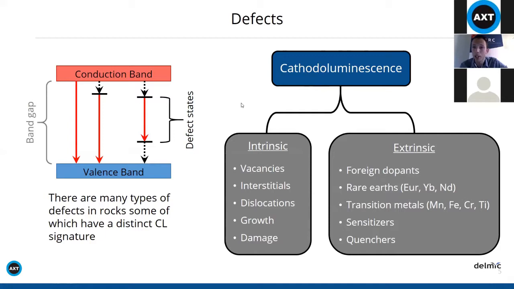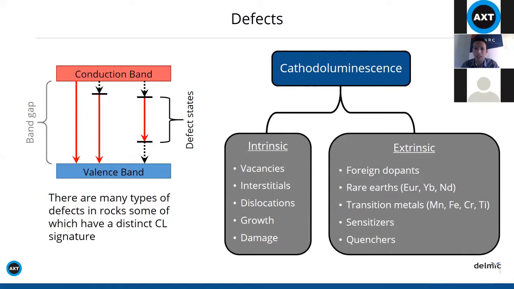The other category is what we refer to as extrinsic CL emitters or defects. And these are foreign dopants. They're materials that are not native to the mineral, but they're there nevertheless. And they can be very dominant in the perceived CL response. These include rare earth ions, which are very efficient, like europium, terbium, or transition metals like manganese, chromium, titanium, which are very well known strong CL emitters in some minerals.